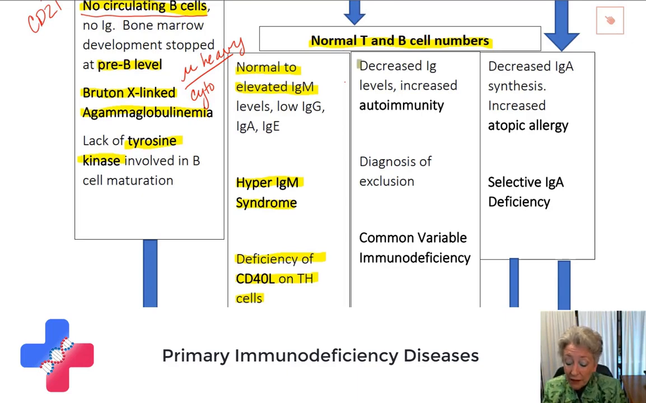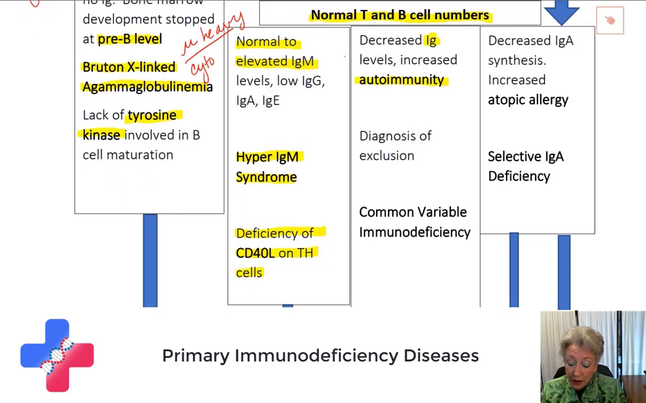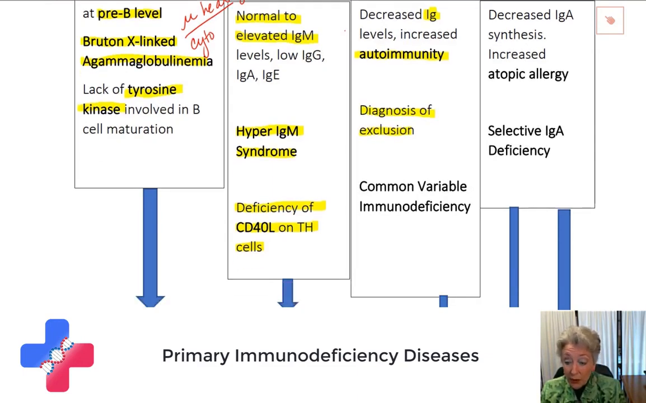Now, if I have the association of decreased immunoglobulin levels along with levels of autoimmunity, then this becomes a diagnosis of exclusion. I have to figure out what the problems are with what immunoglobulins, and it really could be any of them, reflecting either that I have a problem in the signaling from the T helper cell, or perhaps I have a germline problem in the B lymphocyte.